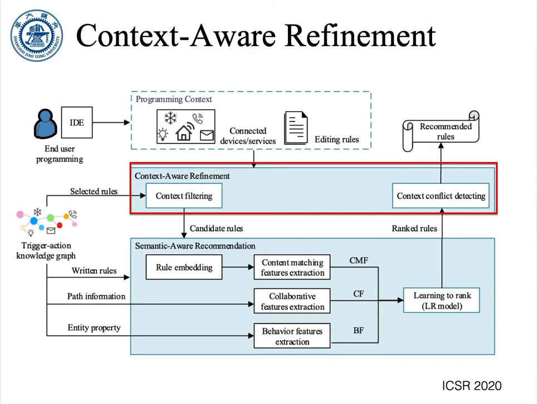When a user is editing rules in IFTTT, Atar captures the programming context, including the editing rules and the IoT devices or services. It then retrieves the rules related with the connected devices or services by querying TAC as the candidates. After the learning to recommend stage, Atar also performs a conflict detection. Inconsistent actions and rules are detected and reported during this phase. Note that a rule having conflicts with relations with the existing rules can still be recommended. It relies on the end user to make a decision on either rejecting this rule or accepting it with revisions.